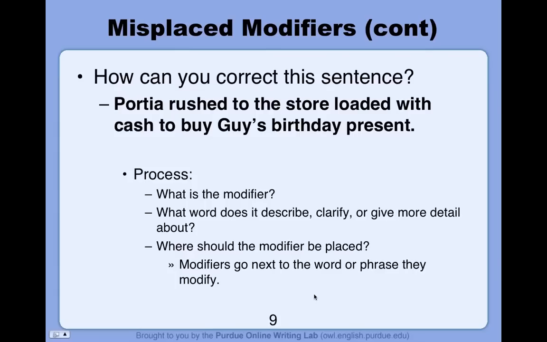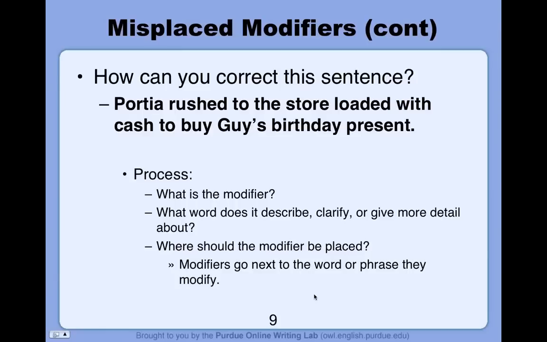Look at this one. How can you correct this sentence? Portia rushed to the store loaded with cash to buy Guy's birthday present. Again, the process. Ask yourself, what is the modifier? What word does it describe, clarify, or give more detail about? Where should the modifier be placed? Modifiers, remember, go next to the word or phrase they modify.